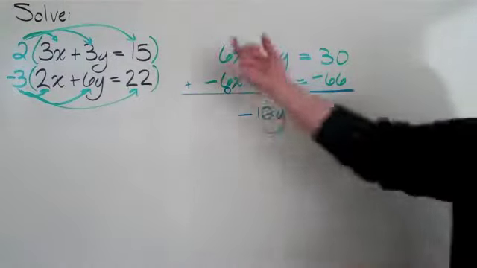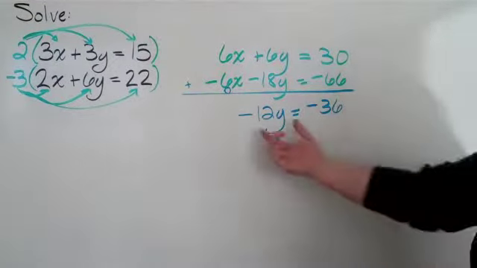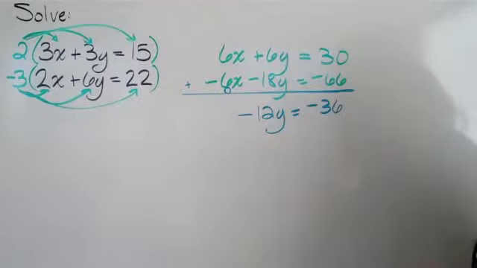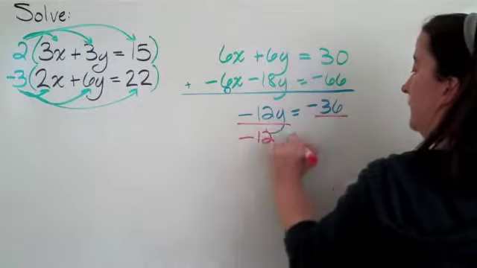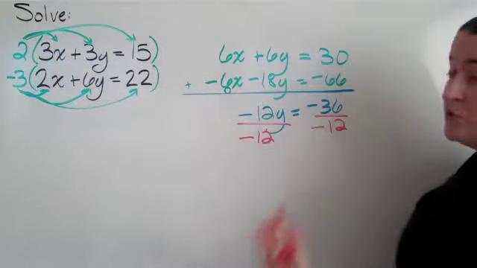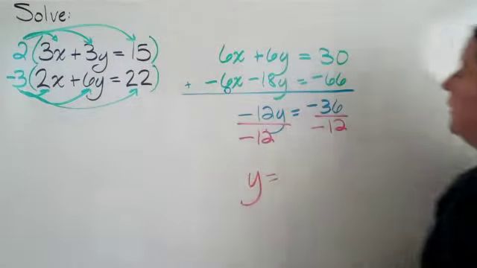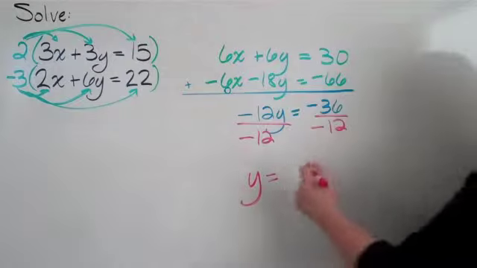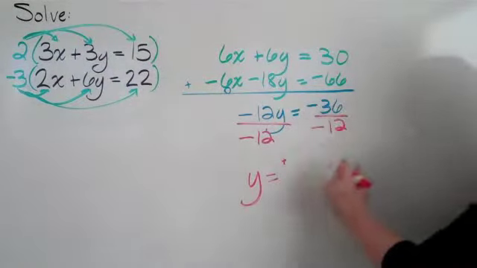We're making progress. We got our x's to cancel out. We still have to get the y by itself. So I've got negative 12y equals negative 36. To get the y by itself, I need to divide both sides by the coefficient of the y. So I'm going to divide both sides by a negative 12. Negative 12 divided by negative 12 is just 1, so it's 1y, which I'm just going to write as y, equals. A negative divided by a negative is positive, so I can put my plus to remind myself that I've looked at the signs. 36 divided by 12 is 3.